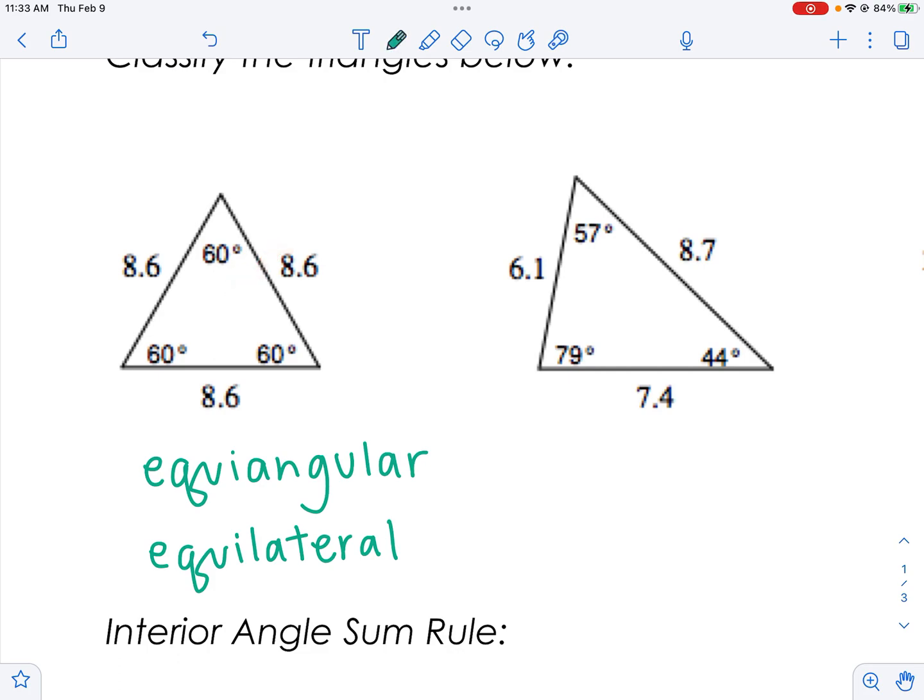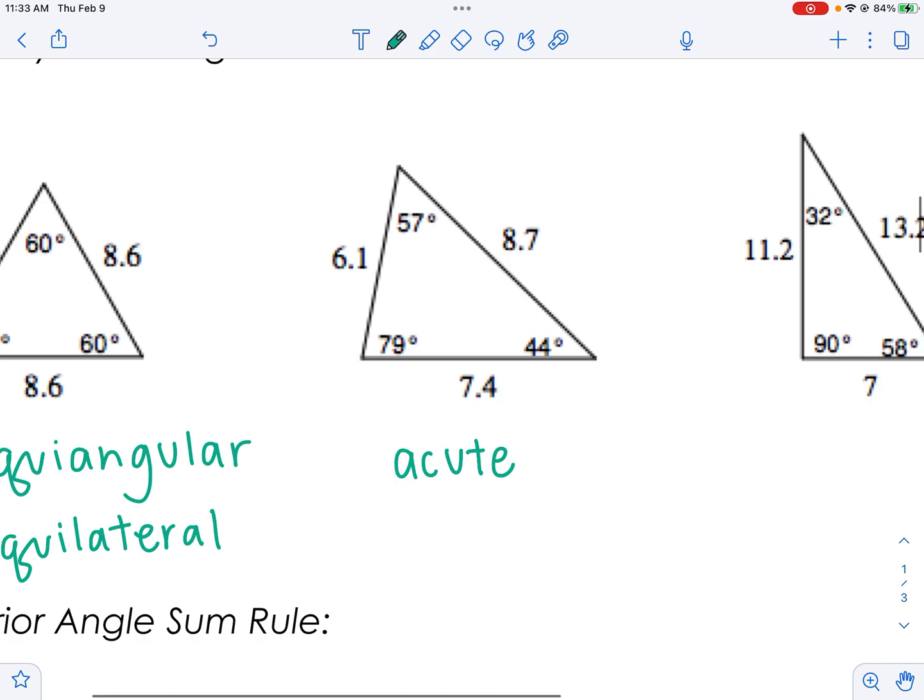That's just me. If I take a look at this next one and I look at my three angles, I can see that they're all less than 90. So this would be acute. And then if I take a look at my outside numbers, they're all different numbers, which would make this scalene.